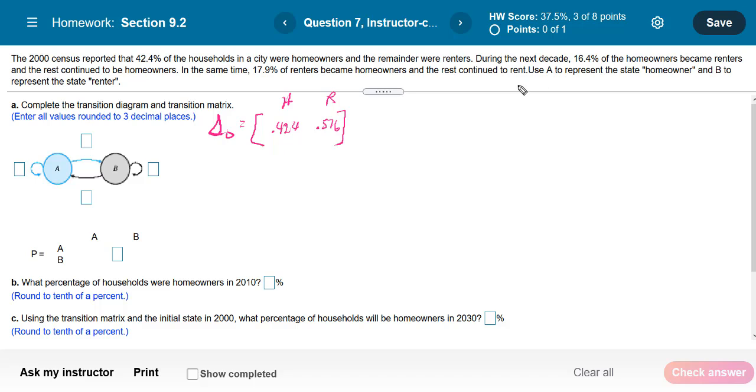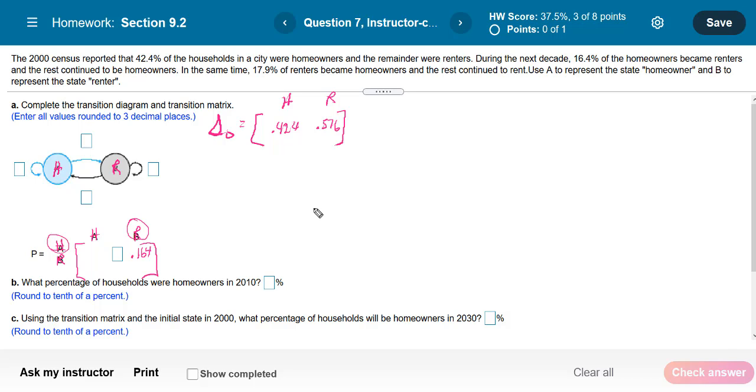In the next sentence, it tells about our transition. So now we will fill in our transition diagram and transition matrix. Now I'm going to go ahead and write H and R for these. And we would have 16.4% of homeowners became renters. So that would be, I'm going to go ahead and write this and then I'll come back and fill it in. The homeowners became renters. That would be 164.